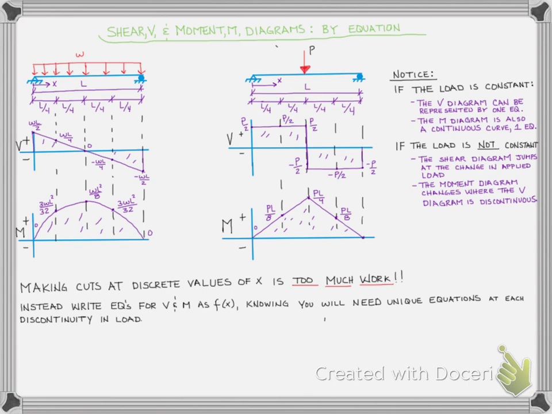And we would just need a unique equation for every time the load changes. Because as we see on the plot on the right, our slopes and our equations for shear and moment are different to the left and the right of the P where the load changes. Take some time and think about this, because your next thing that you want to learn about is then how to write those equations as a function of X. Thanks for listening.